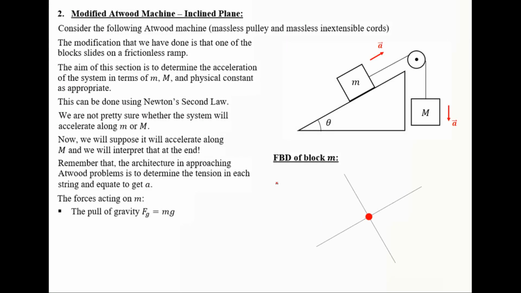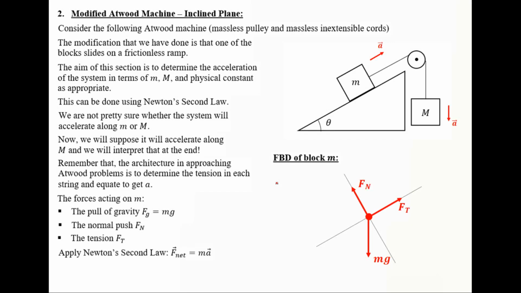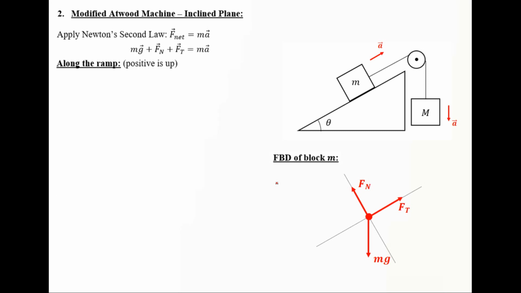So we have the pull of gravity down, we have the normal push up, we have the tension up the ramp, and remember that this is used to utilize Newton's second law. So the different forces acting on the block m are given by the pull of gravity, normal push, the tension, and ma. Now considering that the positive direction along the ramp is the direction up the ramp, and mg makes angle theta with the y-axis.